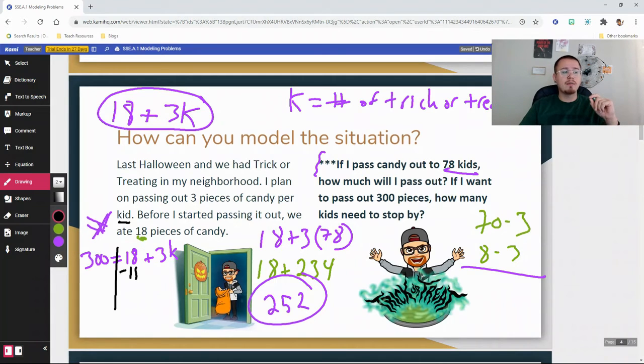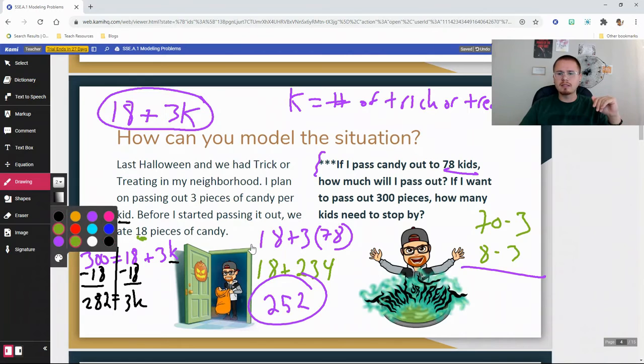We're going to subtract 18 on both sides using the subtraction property of equality because we're trying to isolate the k and get it by itself. So this is going to be 282 equals 3K. I always split that railroad track and make sure that everything's nice and neat. Now we're going to divide both sides by 3 to undo that multiplication using the division property of equality. Those simplify to 1. And then K is going to equal, well, 282 divided by 3.